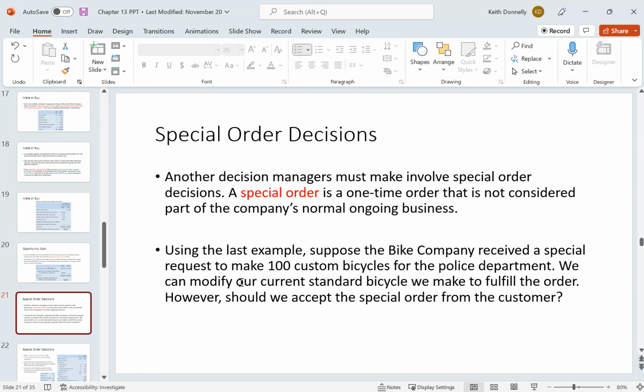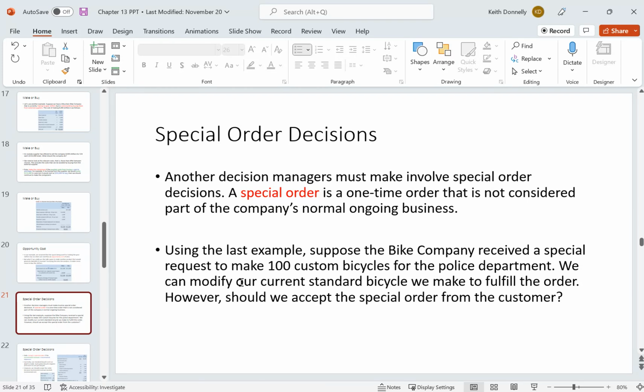All right, the next one here, special order decisions. Another decision managers must make involves special order decisions. It's basically a one-time, one-off special order. It's not part of the normal operations of the business.